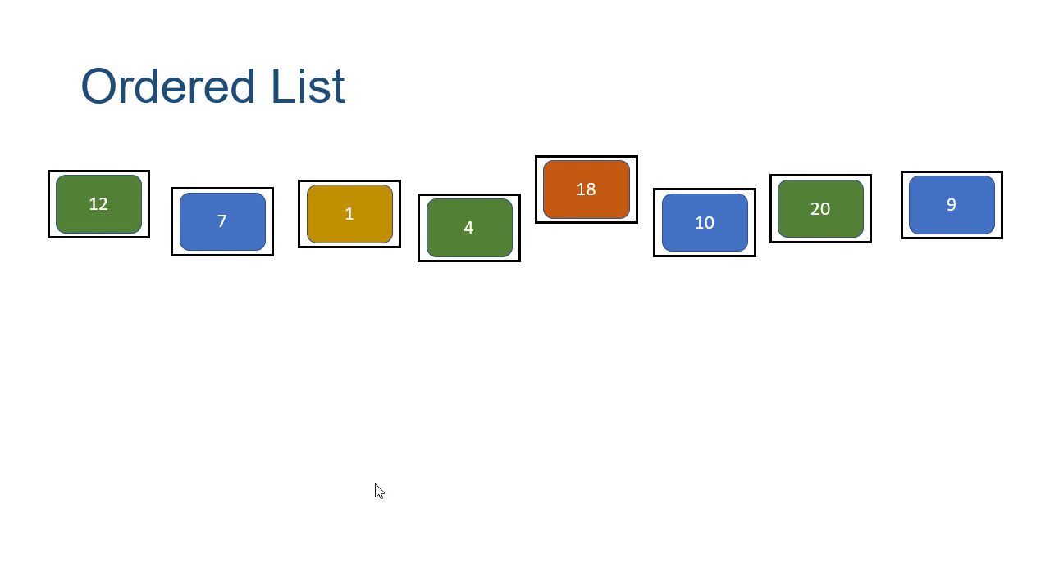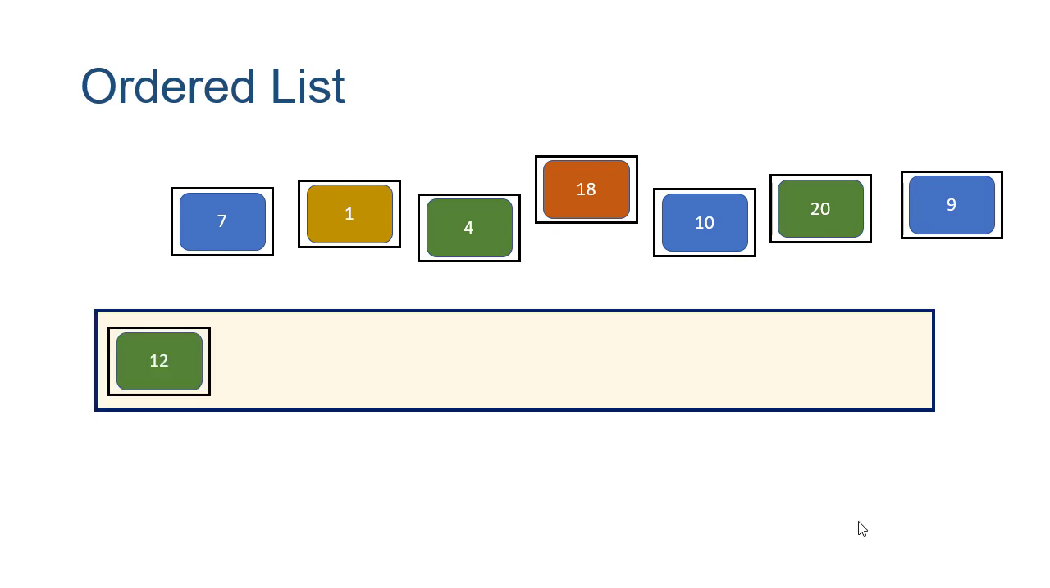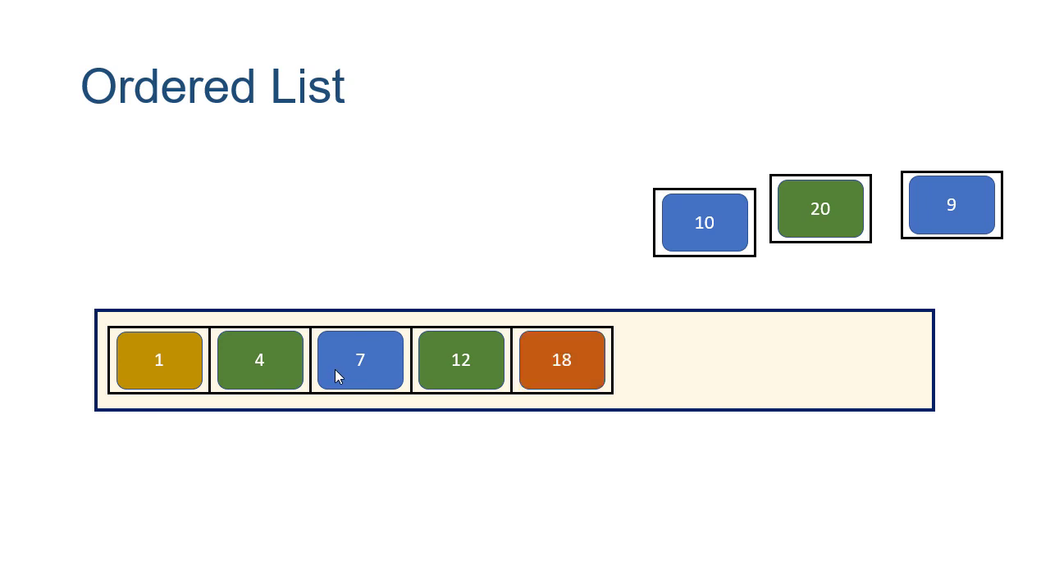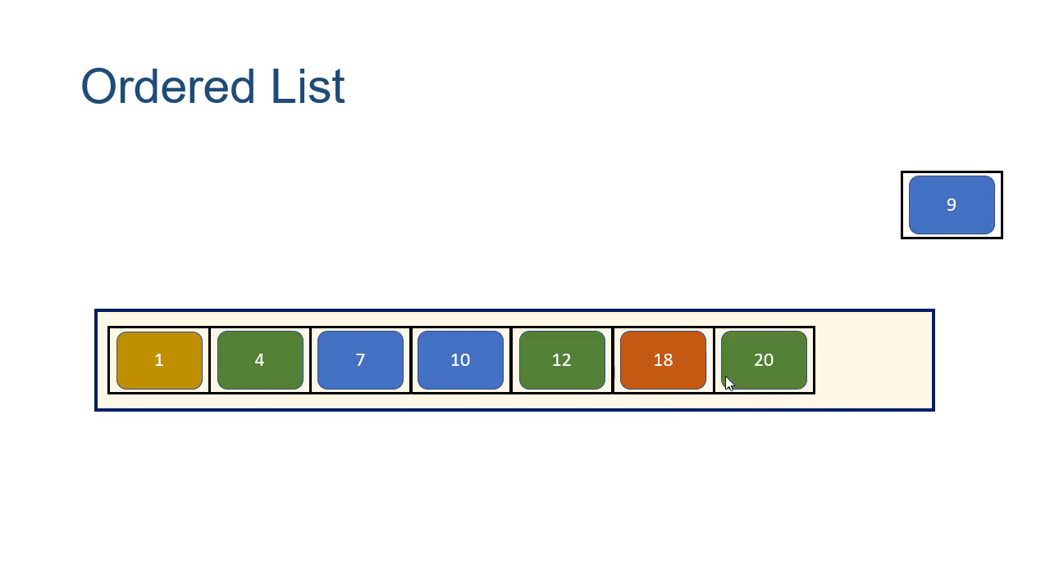So if we start off with a jumbled bunch of elements, then we can add those to an ordered list one by one. The first element we add is 12, but then when we add 7, notice it goes before the 12. The next thing is 1. When we add 1, it's going to be first. 4 will go between the 1 and the 7. 18 will go at the end. 10 will go in between 7 and 12. 20 goes at the end. And then 9 goes between 7 and 10. So as we're adding to that ordered list, everything goes in its proper place.